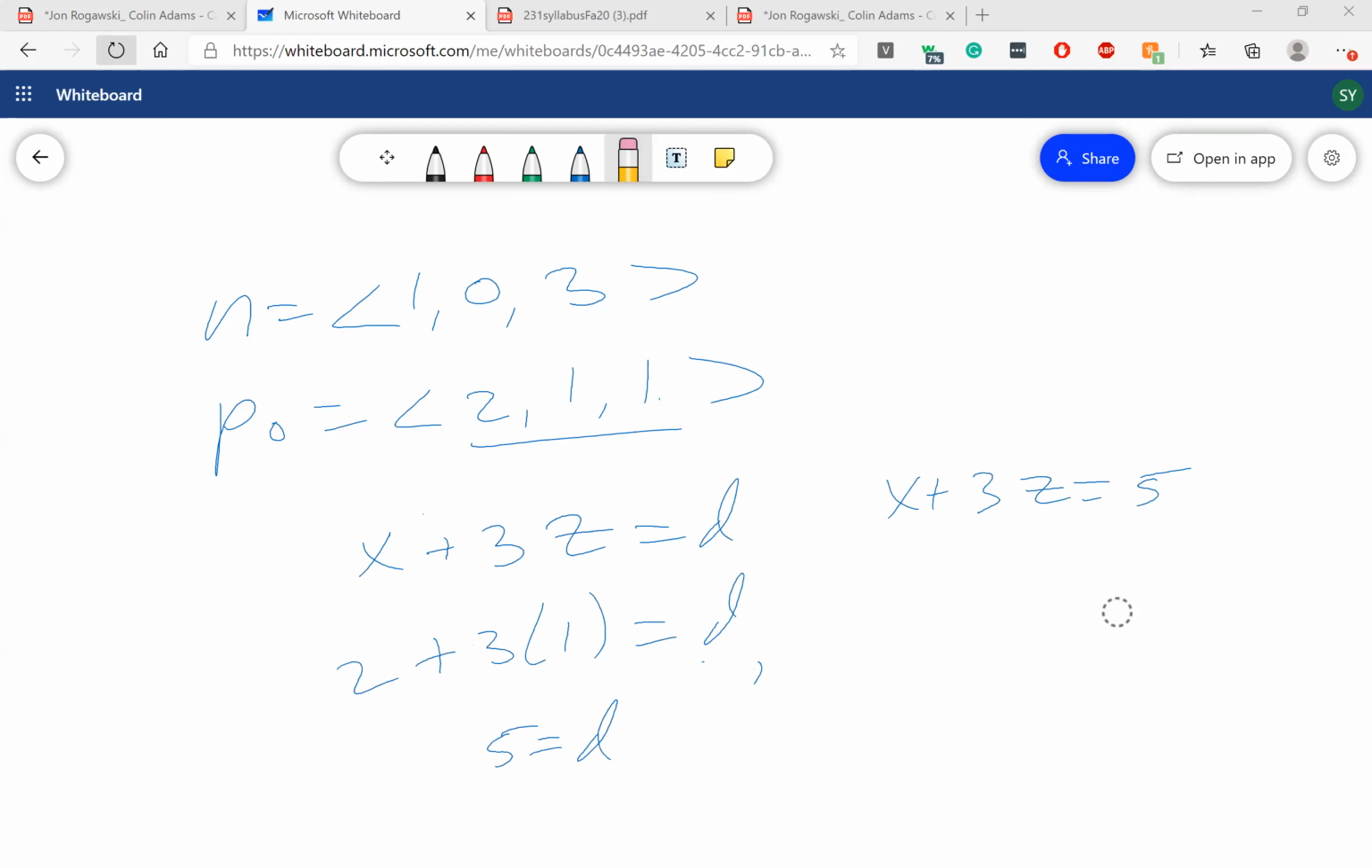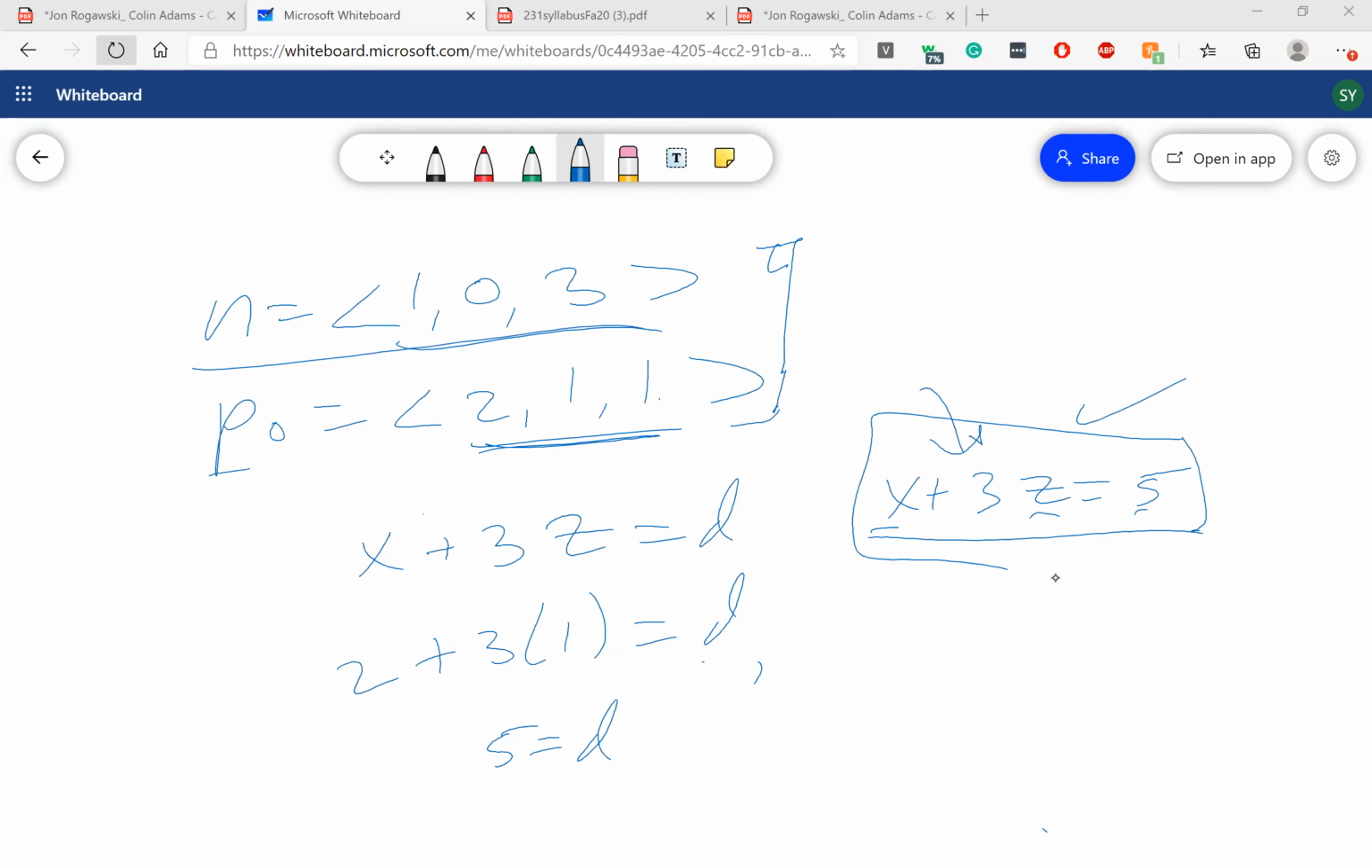And again, the question is, does it satisfy the conditions that they gave us? So does it have a normal vector 1, 0, 3? Yeah, that for sure, by construction. And does it contain the point 2, 1, 1? Well, yeah, if you plug in a 2 here and a 1 here, you get 5. So check. And this point is contained in this plane, and this is the normal vector, so this is the correct plane. Any questions about that?